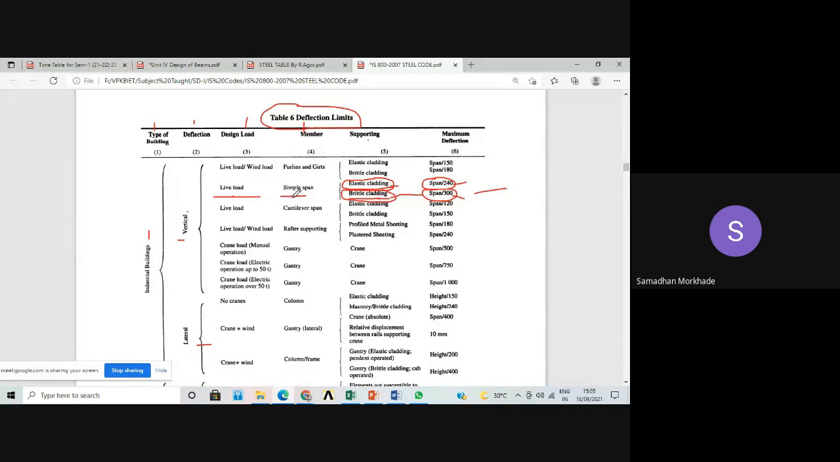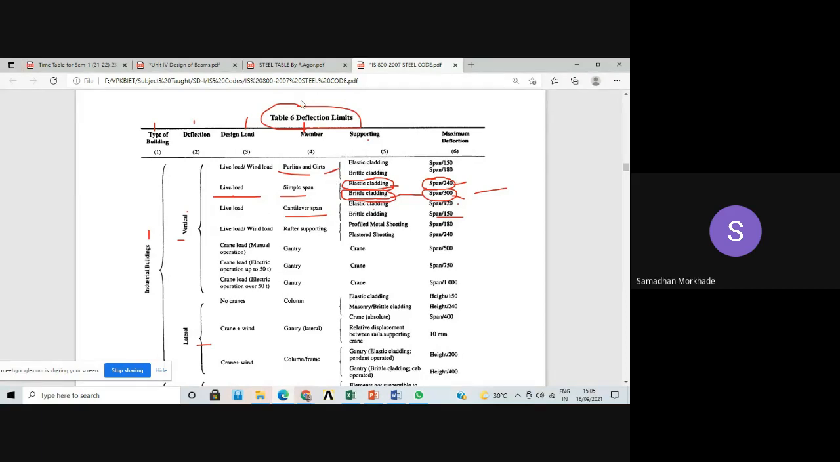Then this is for our beam case. If your beam is a cantilever, you have to use these values. Elastic cladding span by 120, brittle cladding span by 150. And a cantilever beam is very sensitive. It is unstable. त्याच्यामुळे ते बघा, permissible deflection will be more. Span by 150, बरोबर ना, deflection वाढेल ना span by 150 मध्ये. And for purlin and girts, we are going to discuss this when we are designing the purlins.